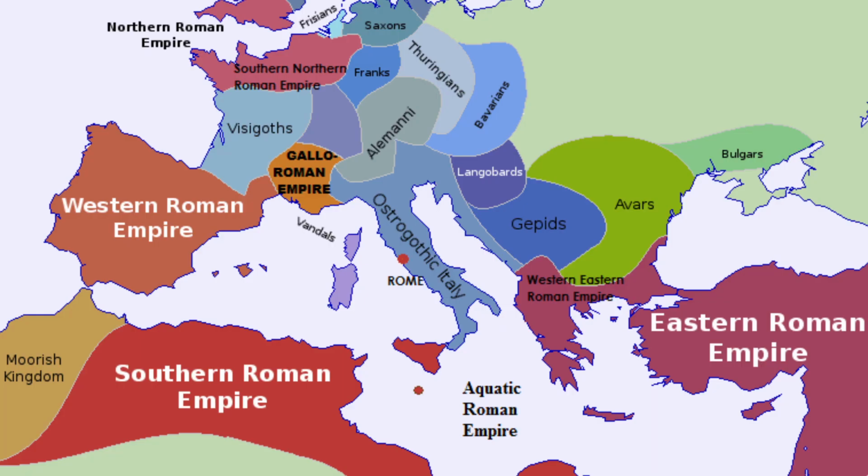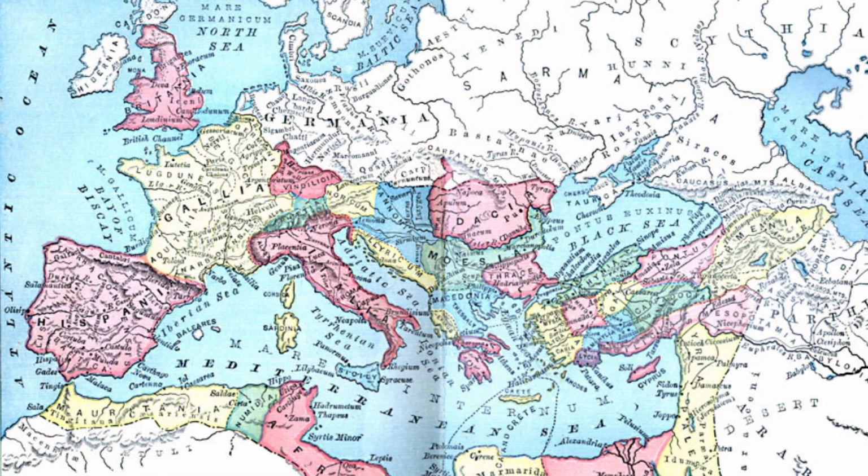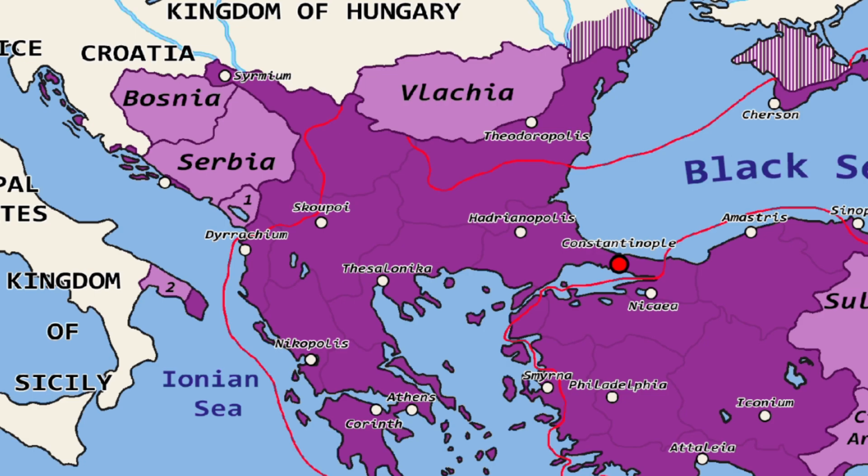This event marked a pivotal shift in the power dynamics of Europe, setting the stage for the rise of Germanic kingdoms and the fragmentation of what was once a unified Roman domain. The Germans didn't only attack the Western Empire, but of course targeted Byzantium as well. The reasoning here was a bit different, however.